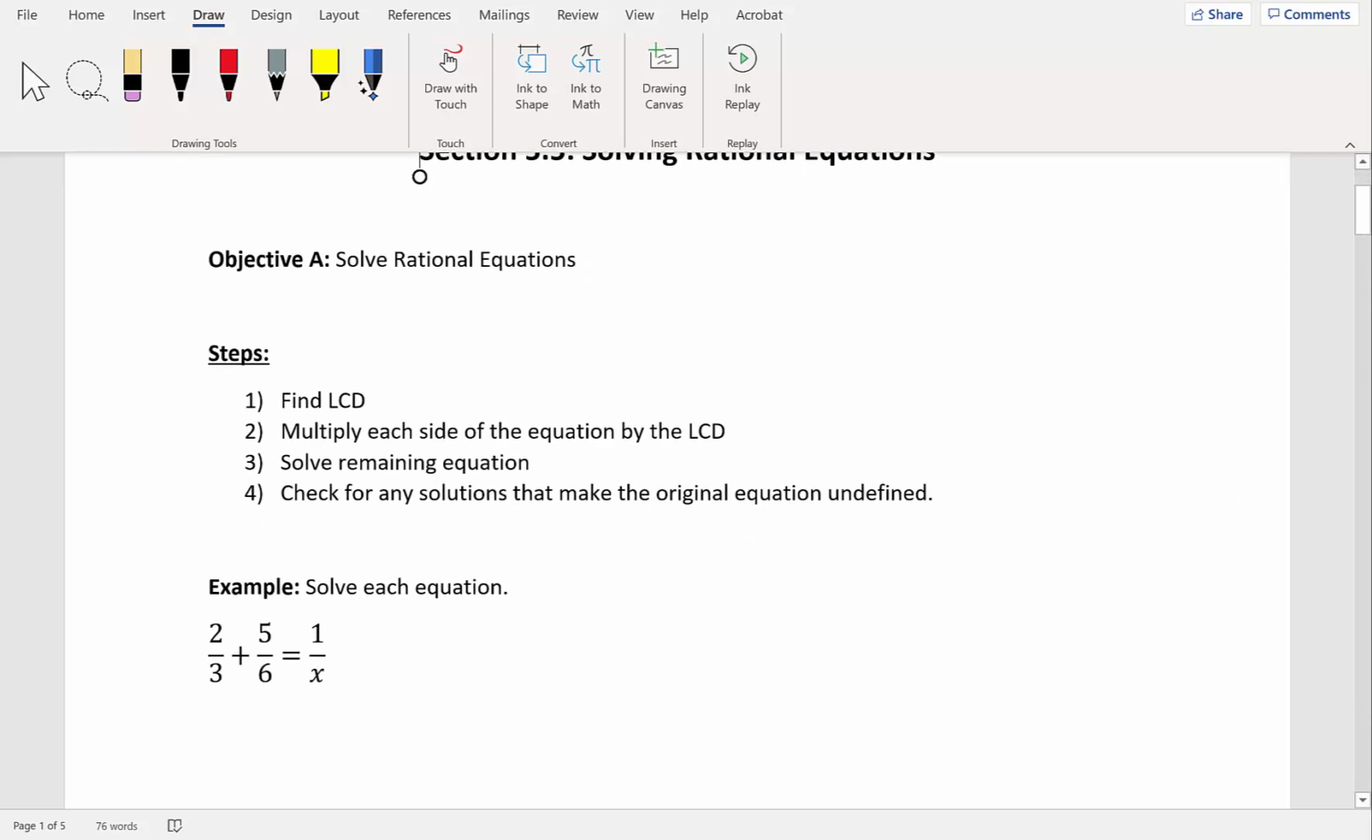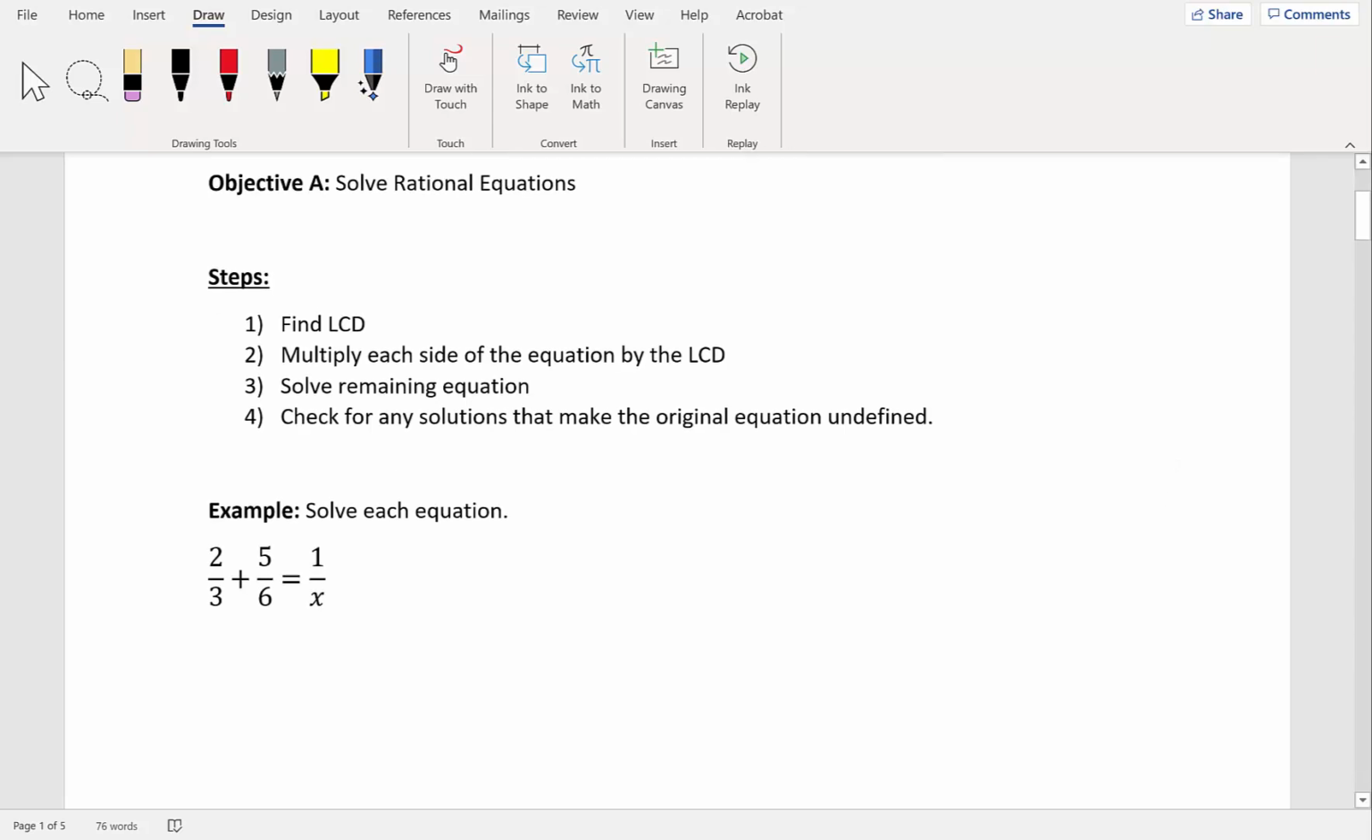So solve each equation. We have 2 over 3 plus 5 over 6 is equal to 1 over x. So I have this equation. I have a lot of fractions in the equation. So first I want to figure out what the LCD is. So to find out the LCD, just like what we saw when we were adding and subtracting rational expressions with unlike denominators, let's factor out each one of the denominators.